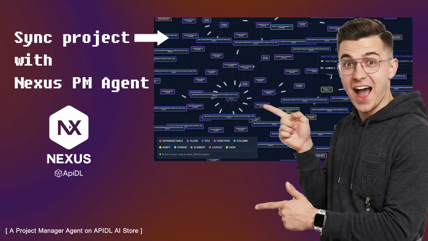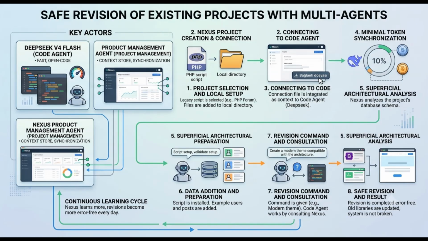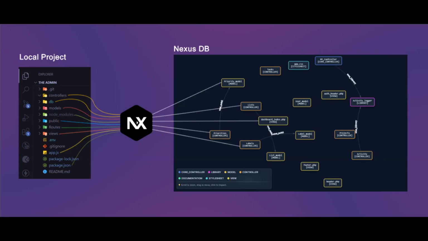Today, we're going to overhaul an existing project using a multi-agent setup. To achieve this, the OpenCode DeepSeek VE4 Flash and the Nexus Product Management Agent will work in perfect synchronization.